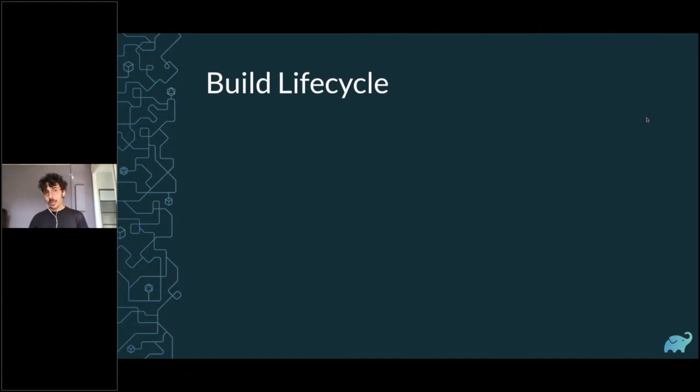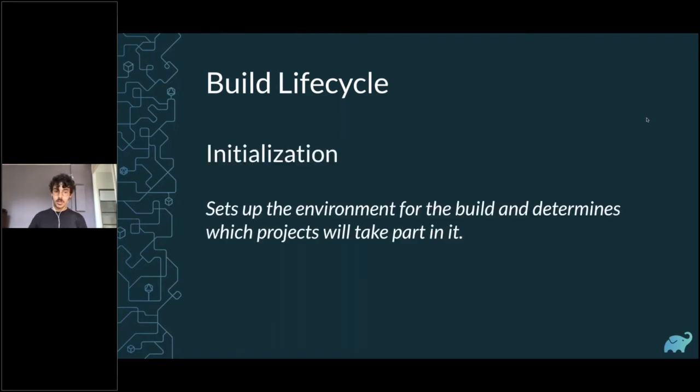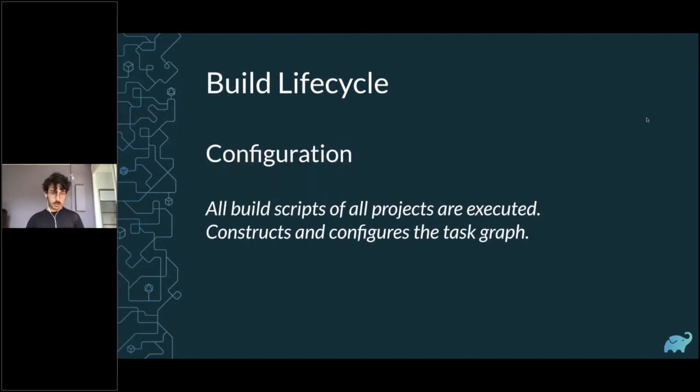Anyways, the Gradle build has a life cycle, and this is really important to know when optimizing Gradle, right? There are different areas you can focus on in a Gradle build. There's the initialization phase, the configuration phase, and then the execution phase. The initialization phase is where Gradle sets up the environment for the build and then determines which projects will take part in it. This is documented more in the documentation, but this is basically figuring out how many projects you have in your build. The second part is configuration.